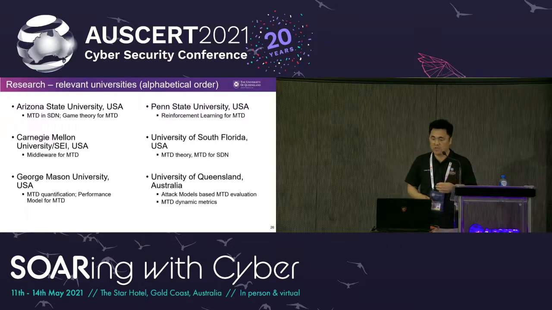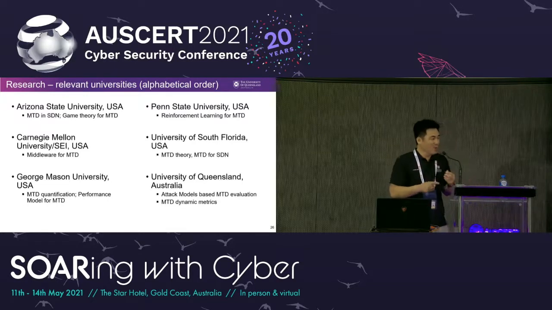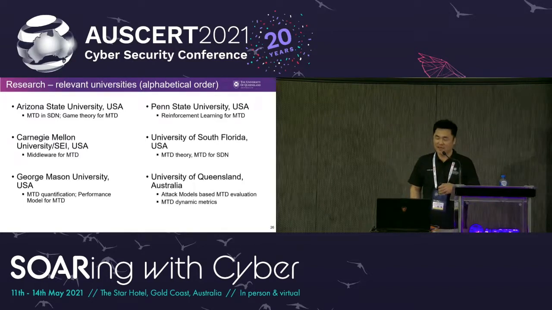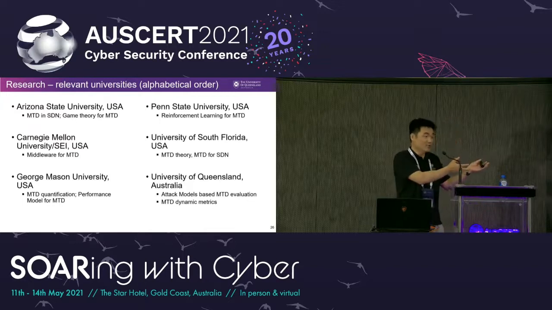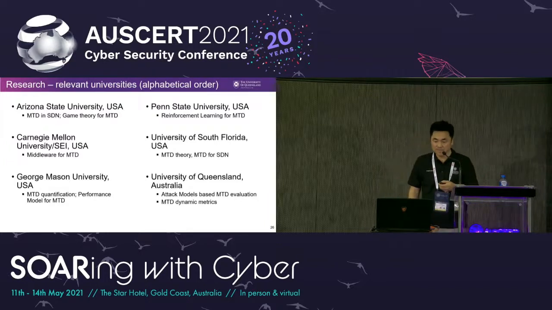George Mason University was interested in MTD quantification and also performance models for MTD. Penn State University is interested in how to use reinforcement learning to decide which MTD actions are the best. University of South Florida is interested in MTD theory and MTD for the SCN. University of Queensland, where I'm supervising, we are interested in how we can model attacks, attack model-based MTD. Also, we want to develop MTD dynamic metrics. And I already introduced some of my research outputs.